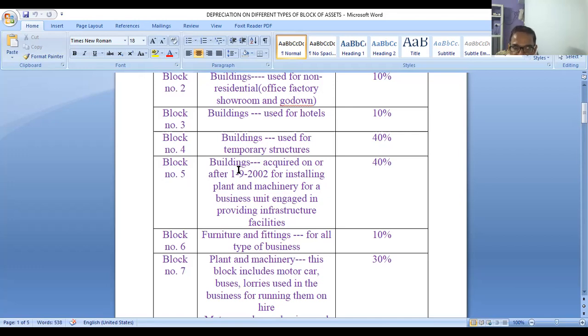Block number 5, building acquired on or after 1/9/2002 for installing plant and machine for a business unit engaged in providing infrastructure facilities, 40%. What is the purpose of building purchased after this date? If it is used for installing plant and machine for a business unit, and that business is providing infrastructural facilities, 40%. Block number 6, furniture and fittings for all type of business, 10%. It may be any type of business, 10%.